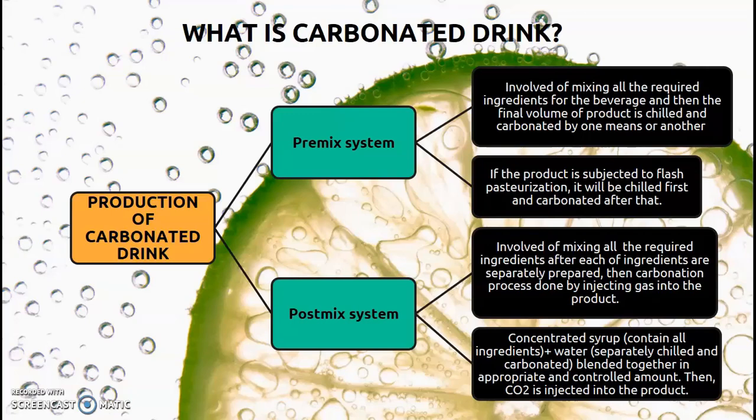For post-mix system, it involves mixing all the required ingredients after each of the ingredients is separately prepared, then the carbonation process is done by injecting gas into the product. For example, a concentrated syrup which contains all the ingredients and water, which are separately chilled and carbonated, are blended together in appropriate and controlled amounts. Then carbon dioxide is injected into the product.